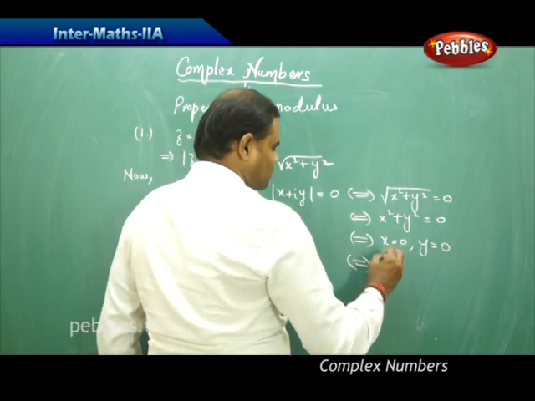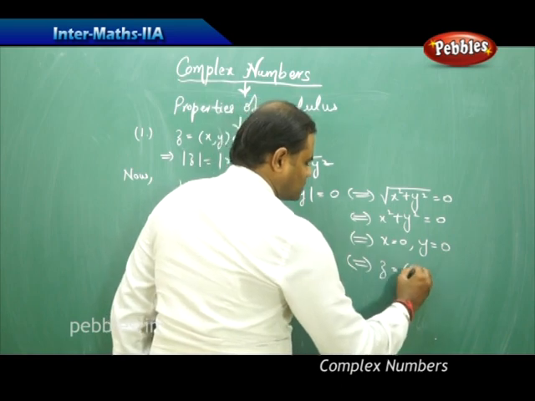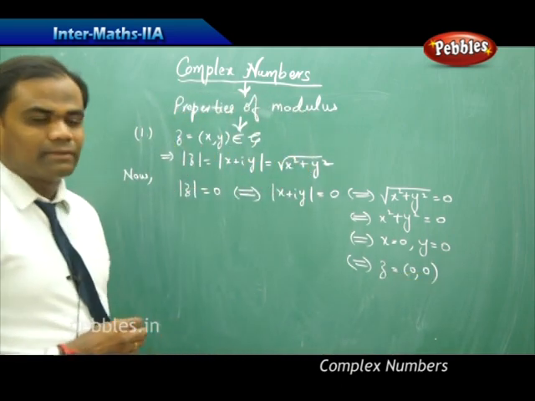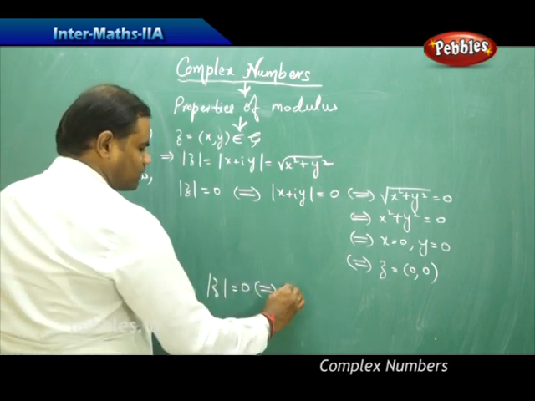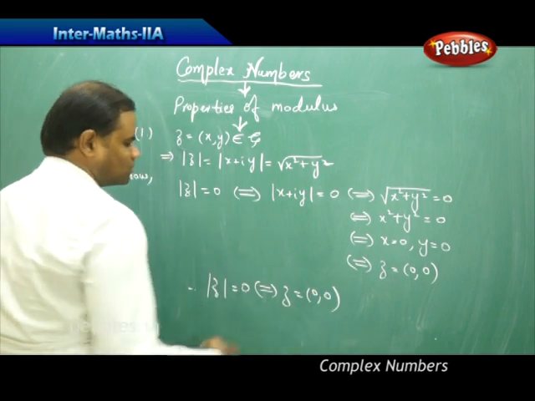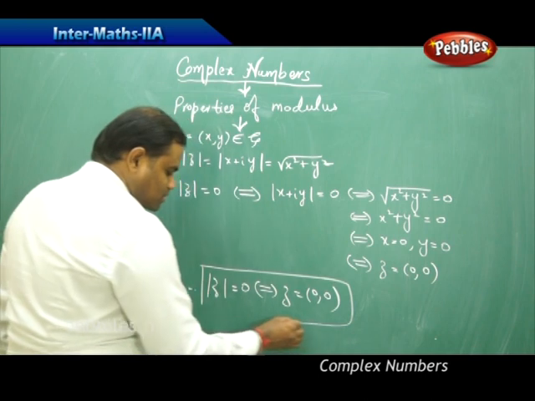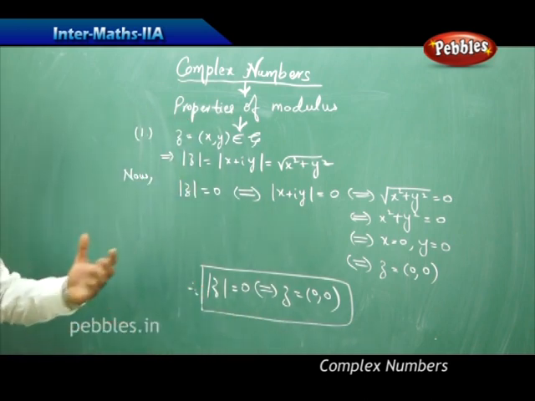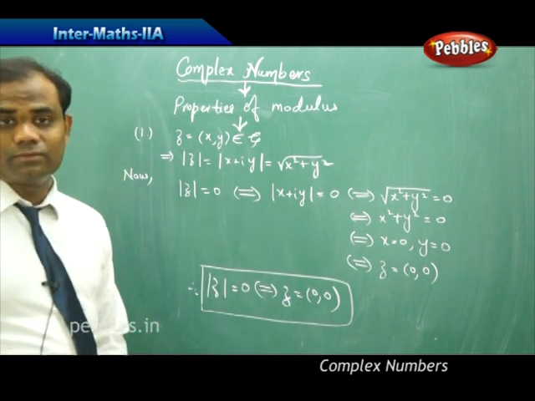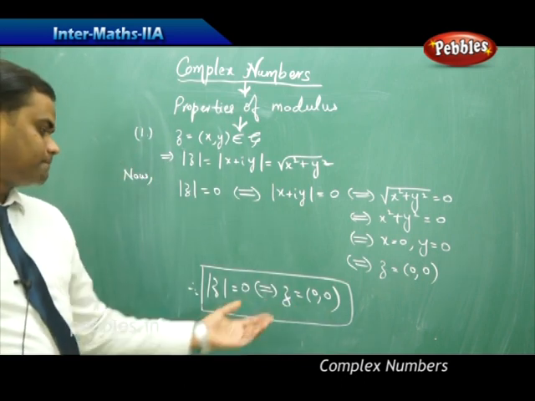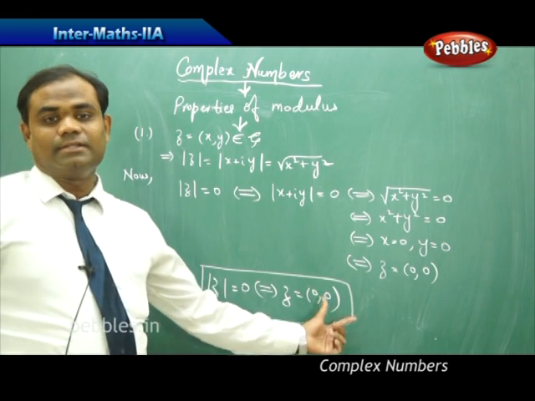That is, if and only if x is 0 and y is 0 implies z equal to 0, 0. Therefore, I conclude that mod z is equal to 0 if and only if z equal to 0, 0 is how we understand the magnitude is 0 implies the point P coincides with origin, and hence we get z is 0, 0. The 0 complex number is how we understand the mod z equal to 0 implies this.